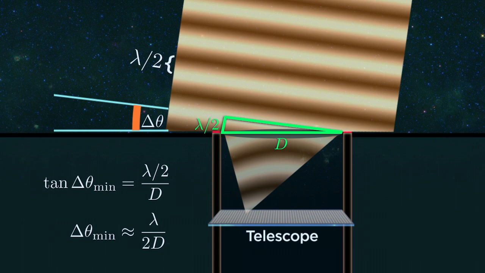Keep in mind though, this is just an order of magnitude relationship based on the rough idea that we need to tilt the waves enough to get a shift of order lambda across the telescope opening. To do this exactly right, we would need to calculate the diffraction pattern of light after it passes through a circular hole of diameter d.